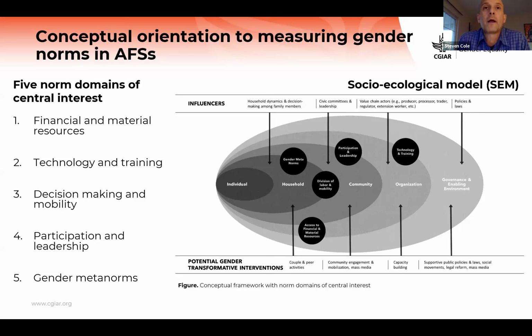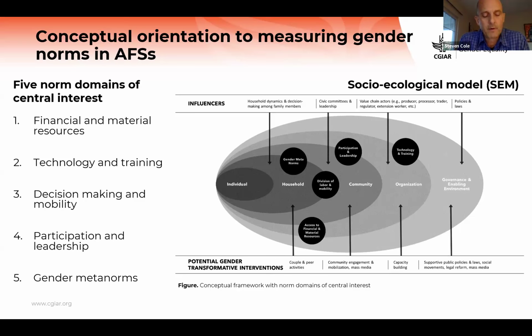Also included in the diagram are the types of gender norms that emerge through a literature review and through consultations as being most critical to the agri-food system context. These 5 norm domains include financial and material resources, technology and training, decision-making and mobility, participation and leadership, and a 5th domain on gender meta-norms. So the first 4 are relatively self-explanatory, but this 5th one on gender meta-norms needs a little bit of explanation.